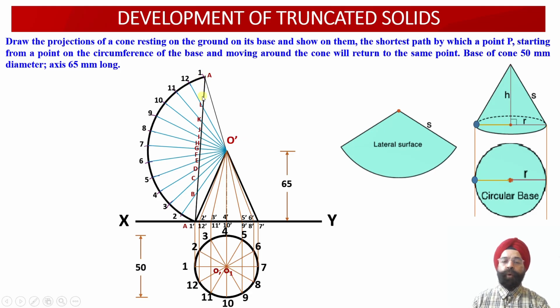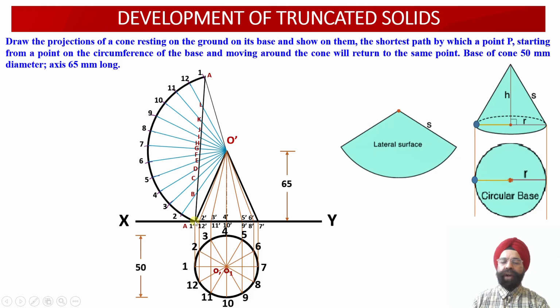Now these points of intersection of this string with the different slant generators of this cone, we are going to project into the front view projections and into the top view projections. Once we join all of these points of intersection in the front view, we obtain the path of movement of this point P in the front view and the path of movement of point P in the top view projections. So let us start with point number 1.